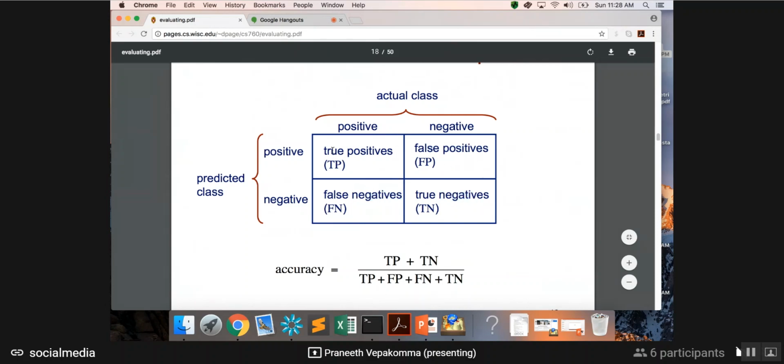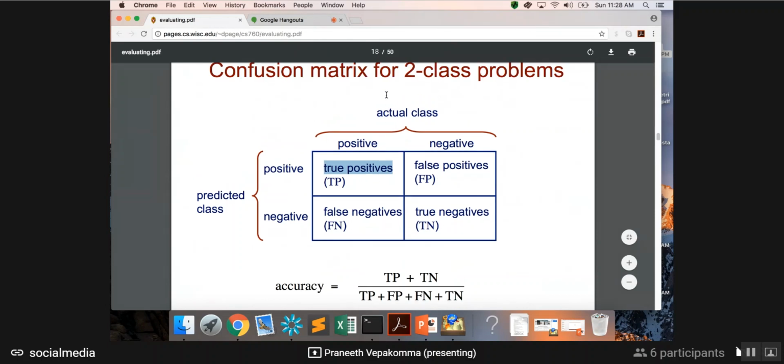Very, very common. So true positive is a good thing. True negative is a good thing, which means how many of the positives were predicted as positive, how many negatives as negative. The bigger the diagonal, the better. Off diagonal, there are two kinds of errors you can make in a two-class problem. One is that something actually negative can be falsely predicted as positive. So this is a false positive.